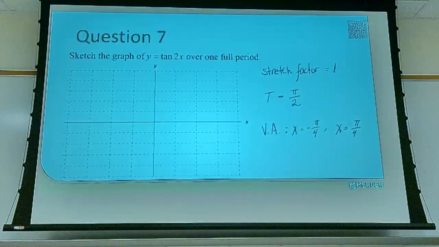And basically, every point you plug into tangent now, multiply by 1/2. Because you're multiplying by 2, it makes 2x. So if you still want tangent of pi over 2, well, let's plug in pi over 4 for x. 2 times pi over 4 is pi over 2. That's really what I'm doing. Okay.